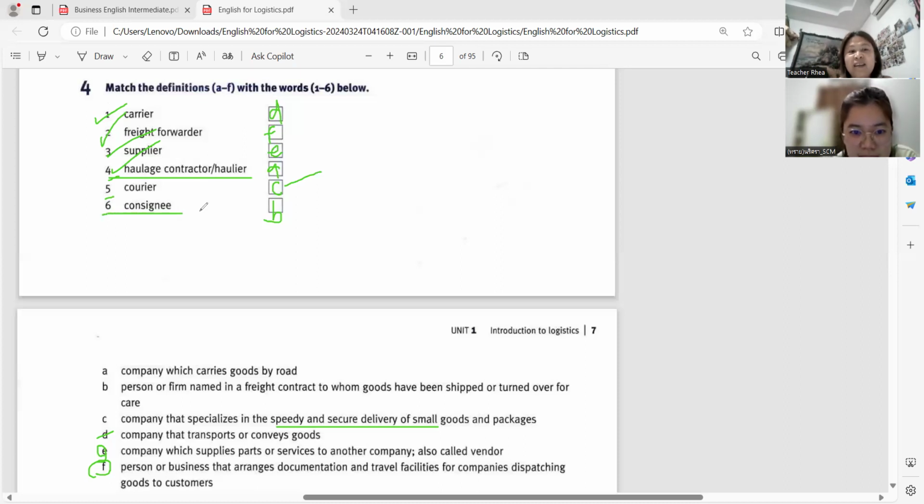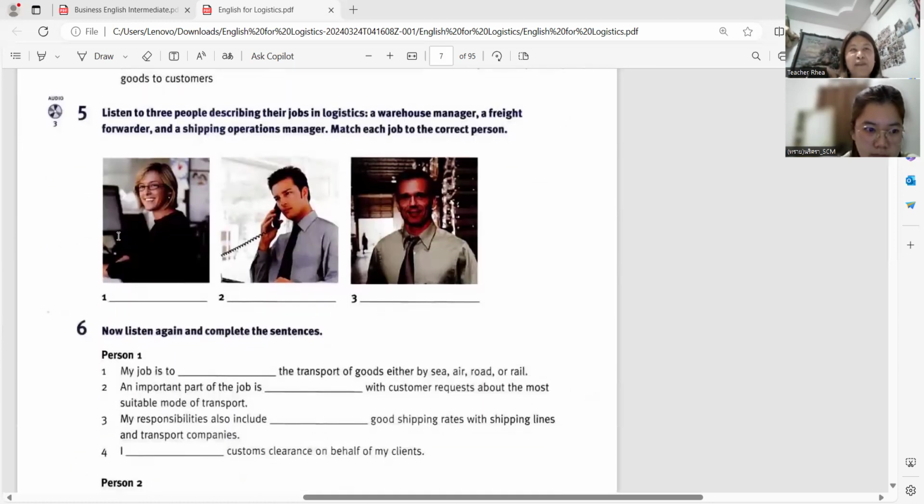And this one, number 6, is the consignee. Yes, the consignee is the person or firm named in a freight contract to whom goods have been shipped or turned over to the care of. Yes, you always have this when you receive products abroad. Okay, so you have a wide knowledge about words.